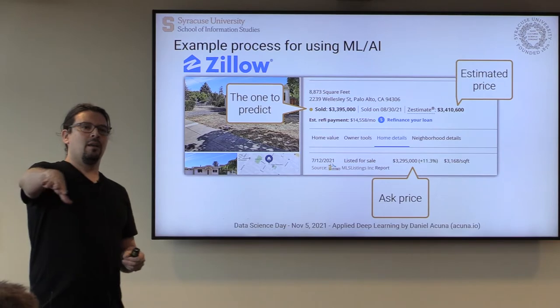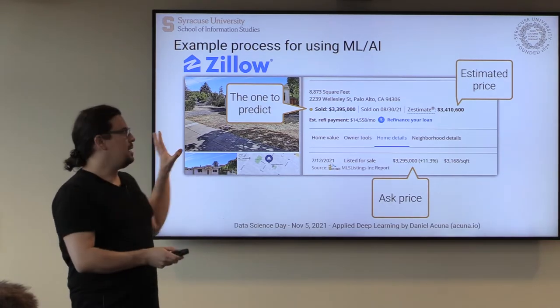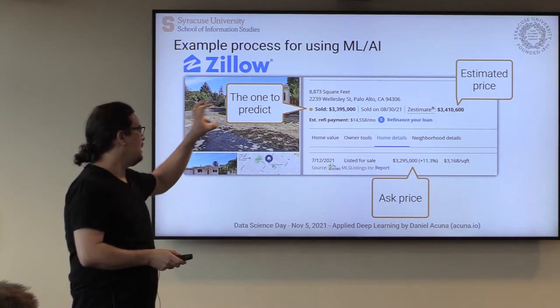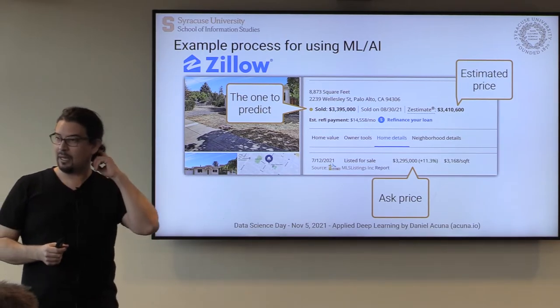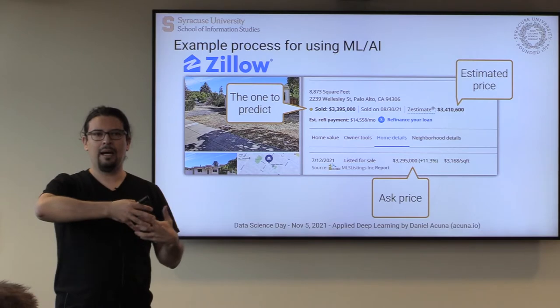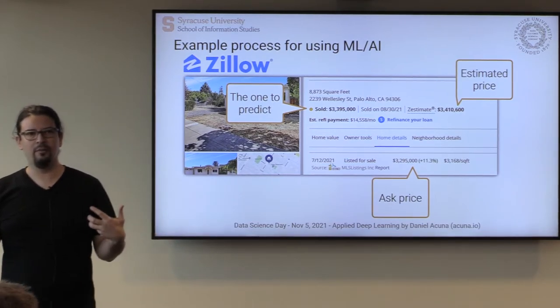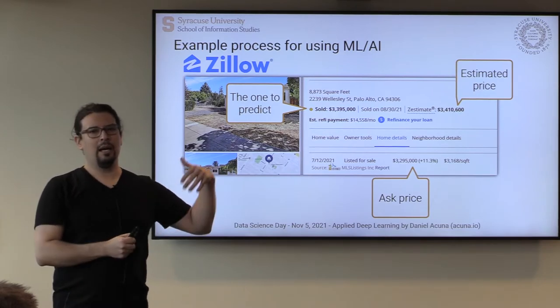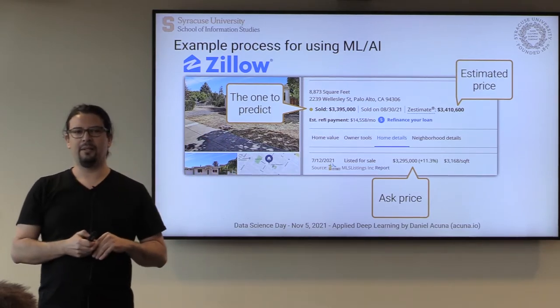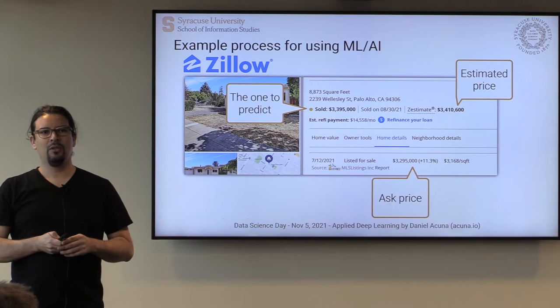So there are many features of the place that can inform how much it is going to eventually be sold for. It's the pictures, the location too, and things about the buyer itself.